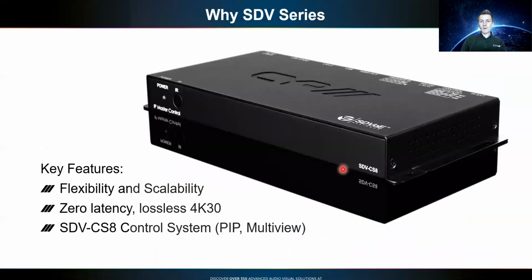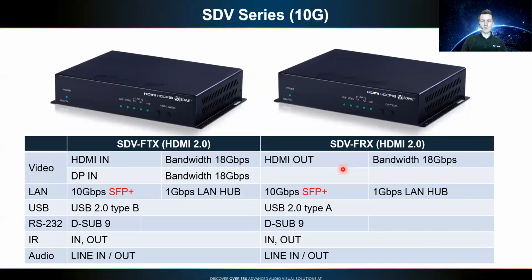So the benefits of this system would be the flexibility and scalability again, exactly as we had with AV over IP. Add as many transmitters or receivers as you need at a later date, within reason, obviously within the capabilities of the network switch and the whole system. Very, very low latency, so almost zero latency, and lossless 4K 30. And the control system we've already spoken about, just the ease of use for the system.